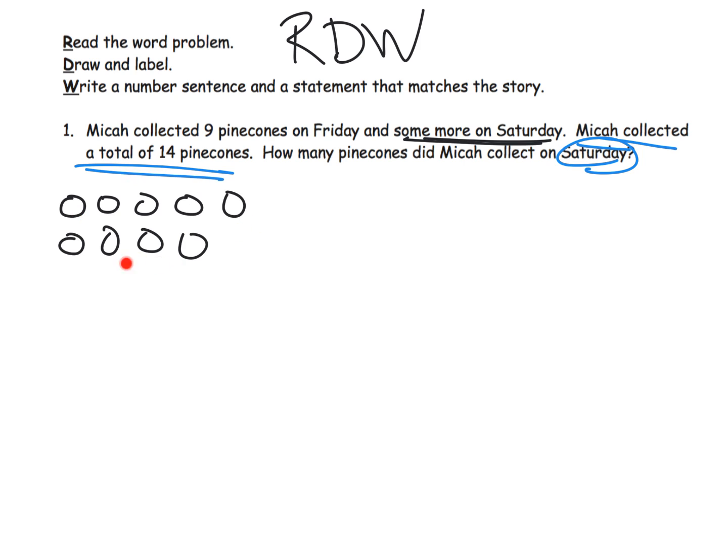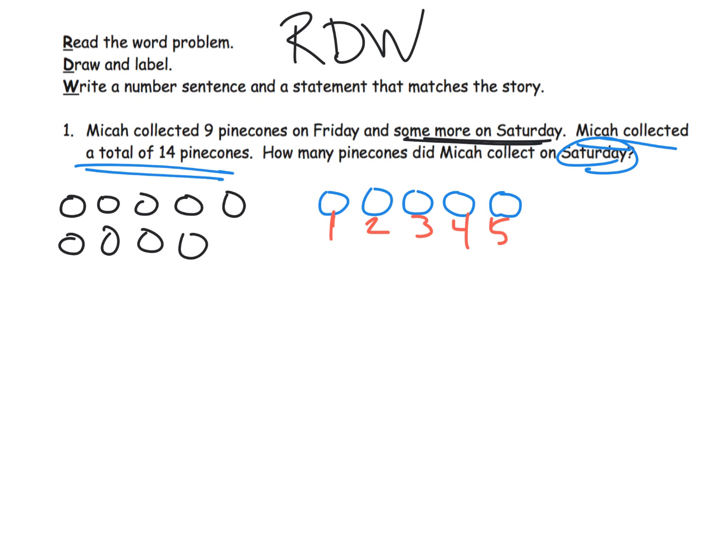So far we've got 9. So we're going to say 10, 11, 12, 13, 14. So how many did he pick so that we have 14? We have 14 altogether. These are the 9 that he picked on Friday, and then this is how many he needed to pick in order for us to catch up to 14. So that's 9, 10, 11, 12, 13, 14. So how many did he pick on Saturday? And it looks like he picked 5 on Saturday.